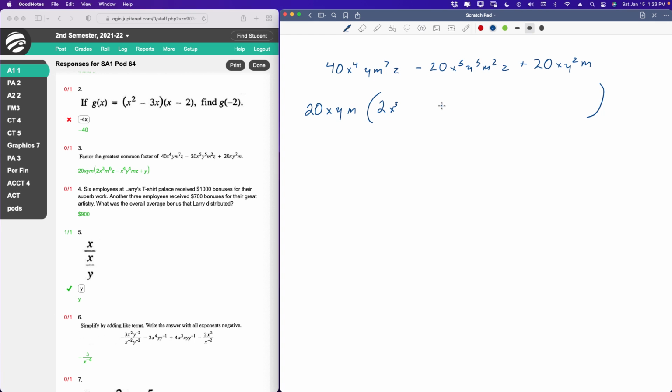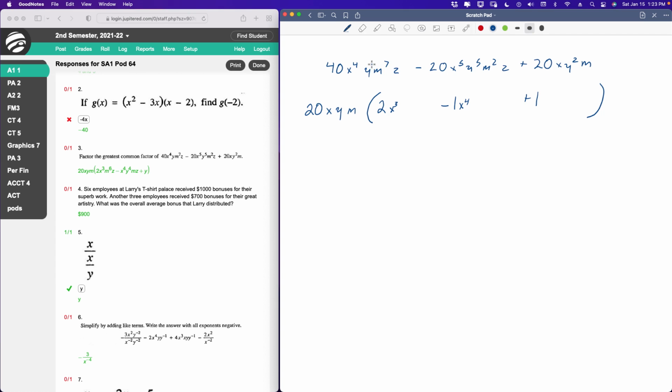And now I'm going to do the other terms the same way. So 20 out of 20, that's a 1. So if you want, you can stick a 1 here, but we're going to drop it with our final answer because the 1 is always invisible. So x from x to the 5 is going to be x to the 4. And x from here, x minus x, the x goes away. There's no x left anymore, right? So now let's look at the y.